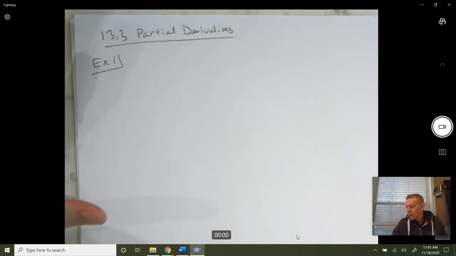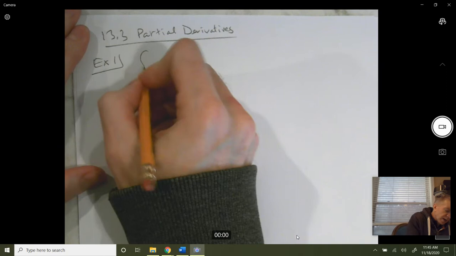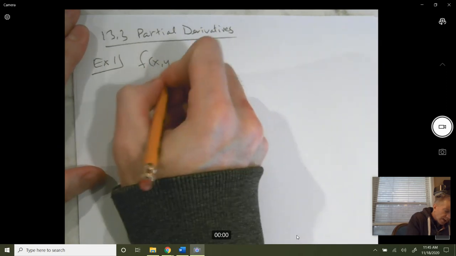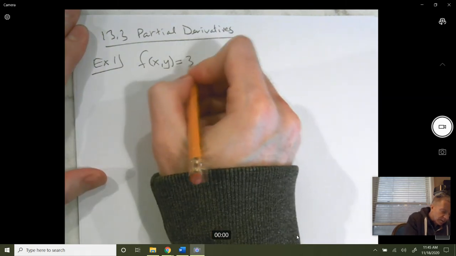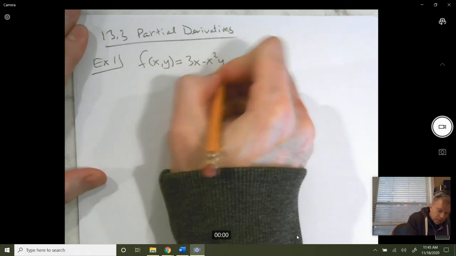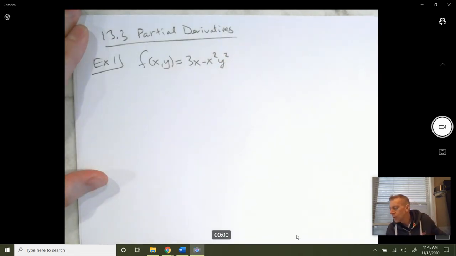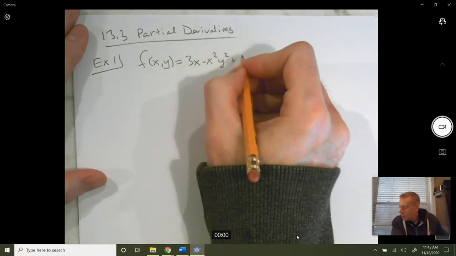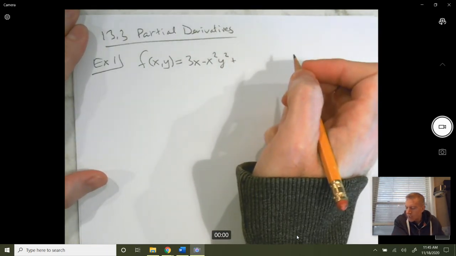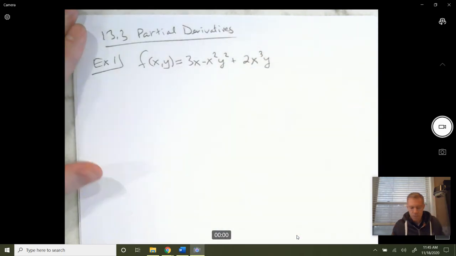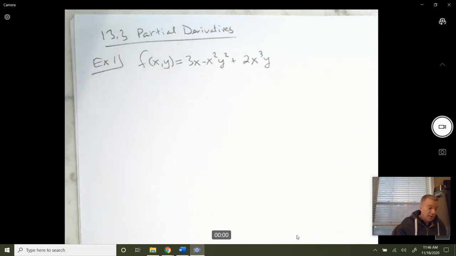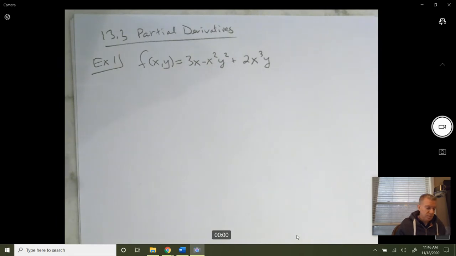Say we've got a function f of x, y is equal to 3x minus x squared y squared plus 2x squared y. I'm sorry, I think that's 2x cubed y. Okay, so we can find a partial derivative with respect to x. We can find a partial derivative with respect to y.